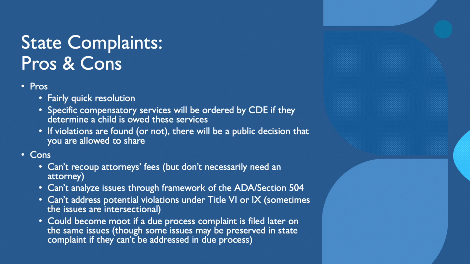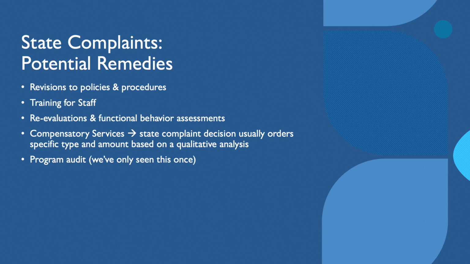Another con is that you cannot address potential violations of the ADA, Section 504, Title VI, or Title IX through this process. Lastly, if a due process complaint is filed later on the same issues, the issues addressed in a state complaint could become moot and you could be forced into due process, which is a much more arduous process. However, some issues may be preserved in the state complaint if they cannot be addressed in due process.